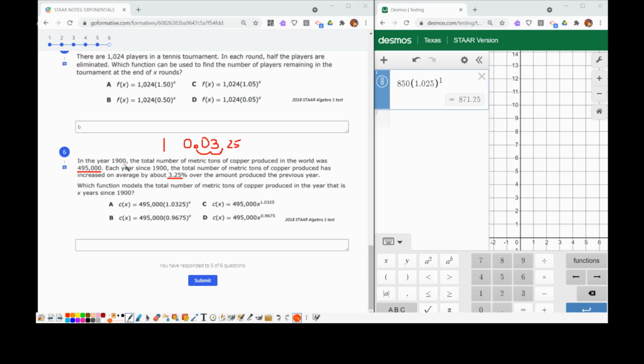So let's see. In the year 1900, the total number of metric tons of copper produced in the world was 495,000. Each year since 1900, the total number of metric tons of copper produced has increased. Here's a keyword, increase. On average of 3.25%. So right there, I have 1.0325. So that's going to be my rate. So my equation is initial value, which is 495,000, in open parentheses, 1.0325 raised to the x. So that means my answer will be letter A. So there you go. It's going to be letter A.